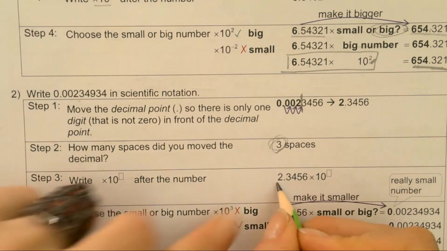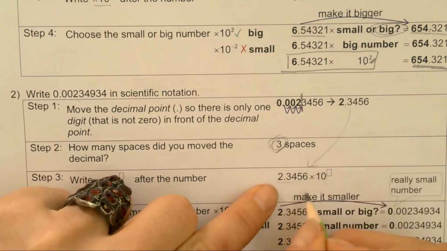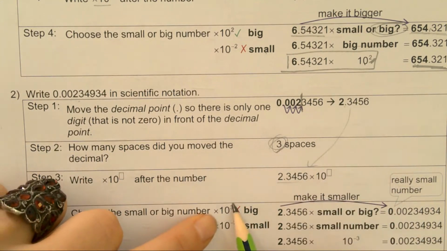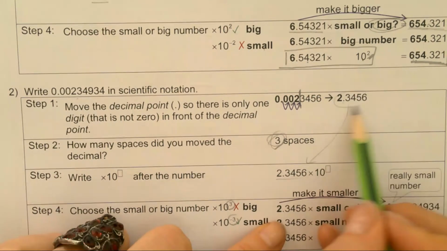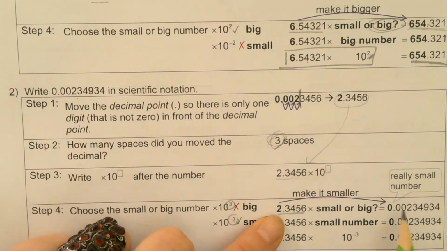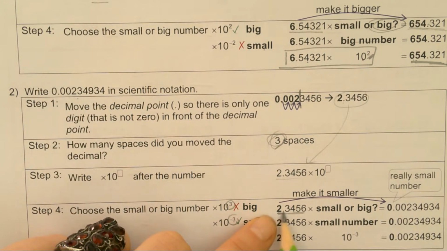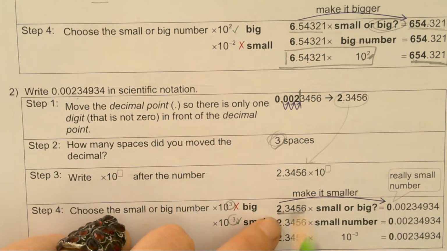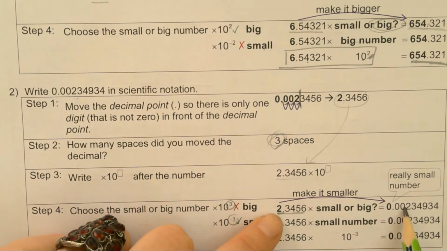So then I write this number, put the times 10, and because I moved it 3 spaces, I have to choose, do I put the +3 or -3? So let's check. Here's the number I made. I moved the decimal, and it has to be equal to the original number. So it's 2, but it has to be equal to a very small number. So it was 2, and then it got really small.